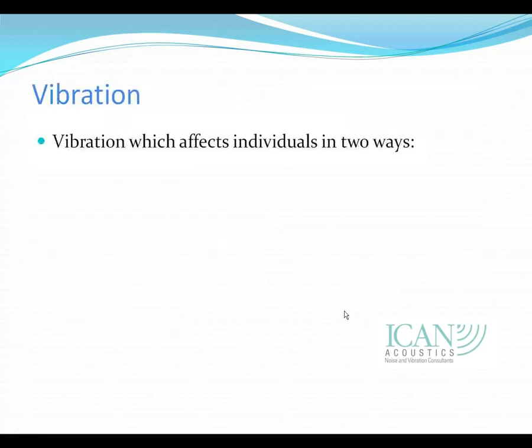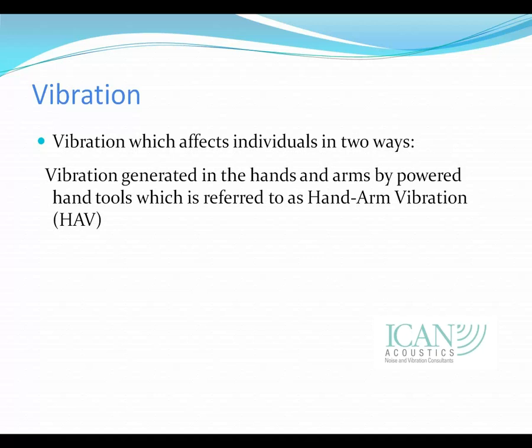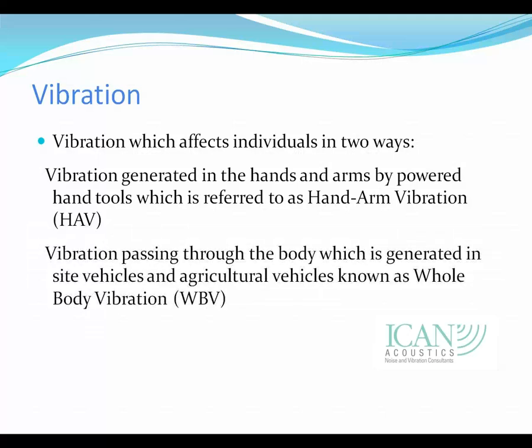So vibration. Vibration can affect individuals in two ways. The first is vibration generated in the hands and arms by powered hand tools, which we refer to as hand-arm vibration, or you'll see it written as HAV. The other vibration you need to be aware of is titled whole body vibration, and it's vibration passing through the body which is generated in site vehicles and agricultural vehicles. There are two types of vibration we're concerned with.